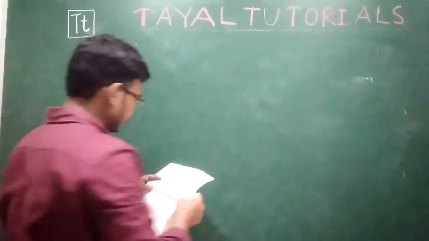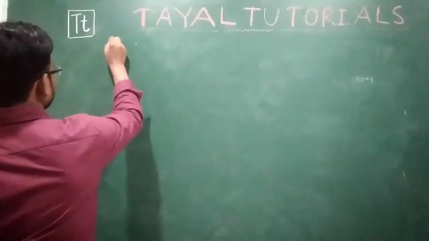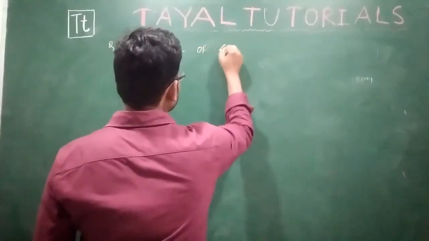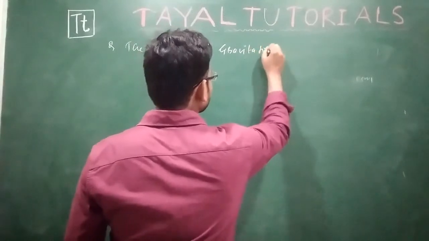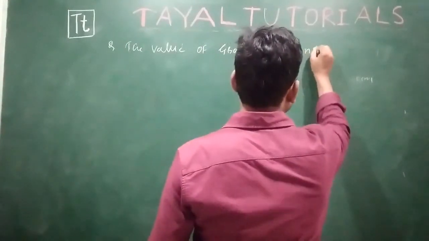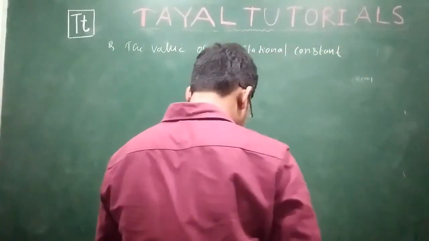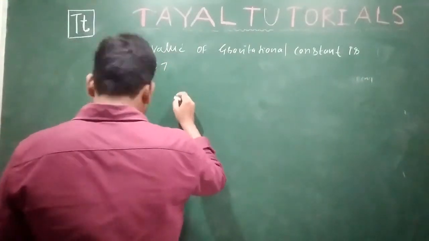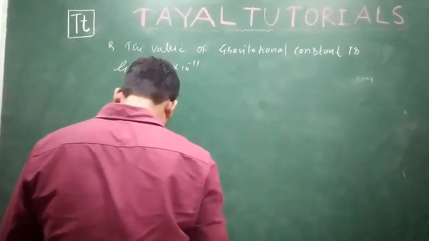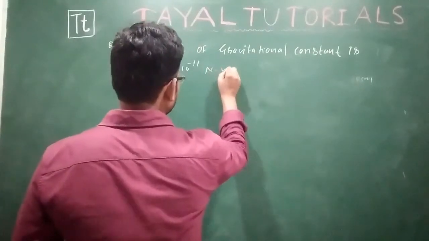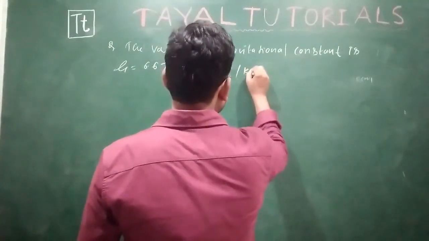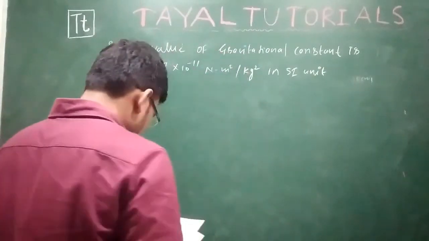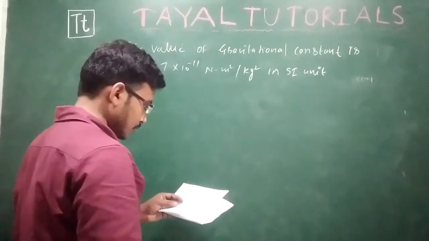The question is: the value of gravitational constant G is equal to 6.67 into 10 to the power of minus 11 Newton meter square per kg square in SI unit. Convert it into CGS system of unit.